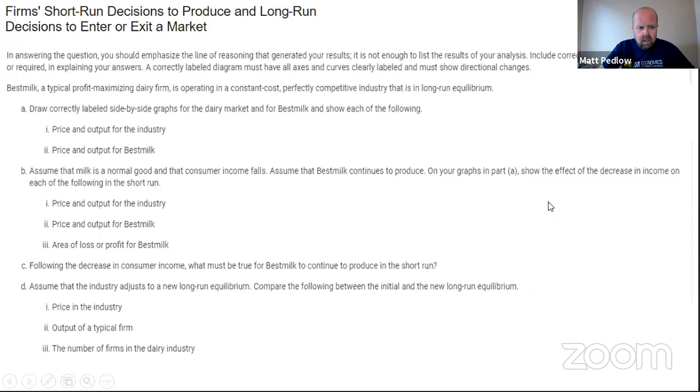Best Milk, a typical profit maximizing dairy farm is operating, okay, so here we are, constant cost, perfectly competitive industry that is in long run equilibrium. So you're going to show what this looks like side-by-side graphs. And then B says, assume milk is a normal good, consumers' income falls, and they continue to produce, show the effect of the decrease in income on both the market and the firm.